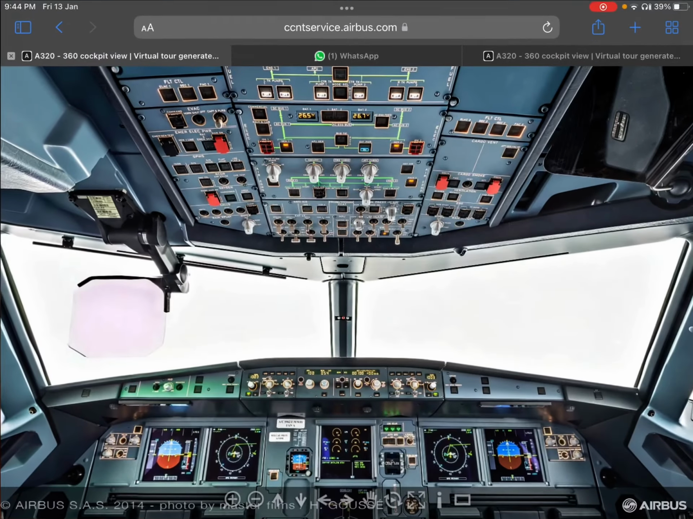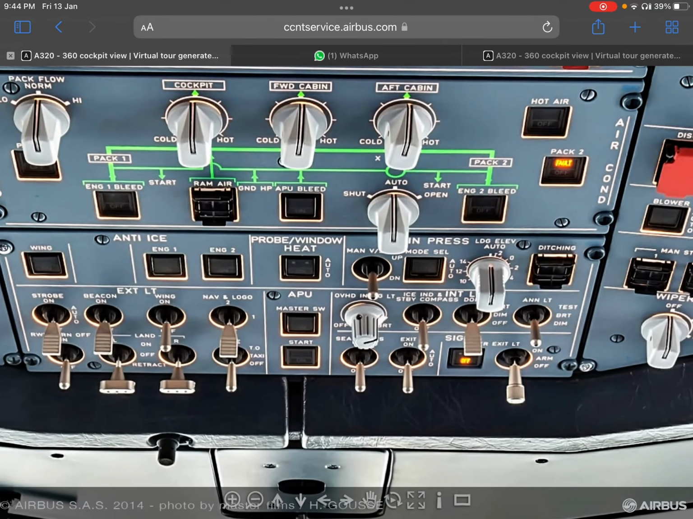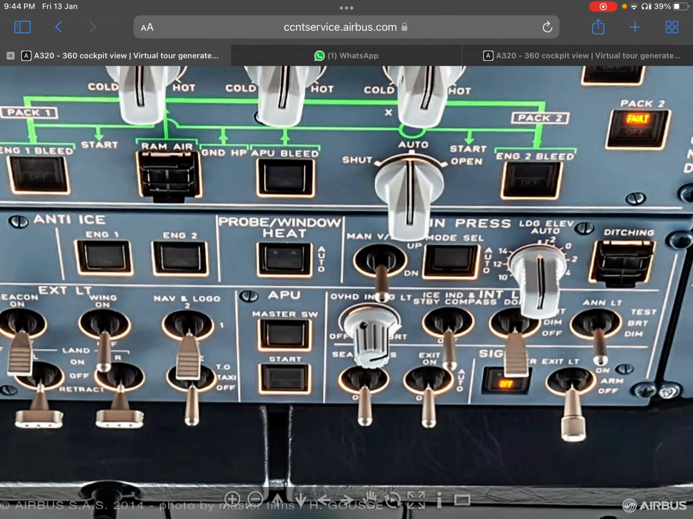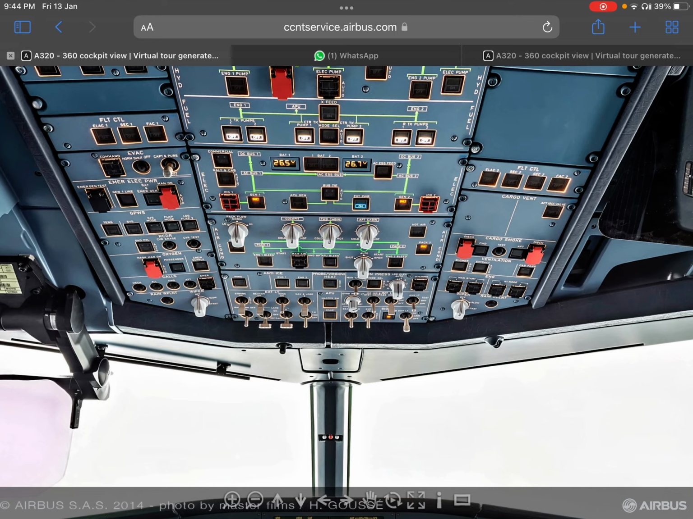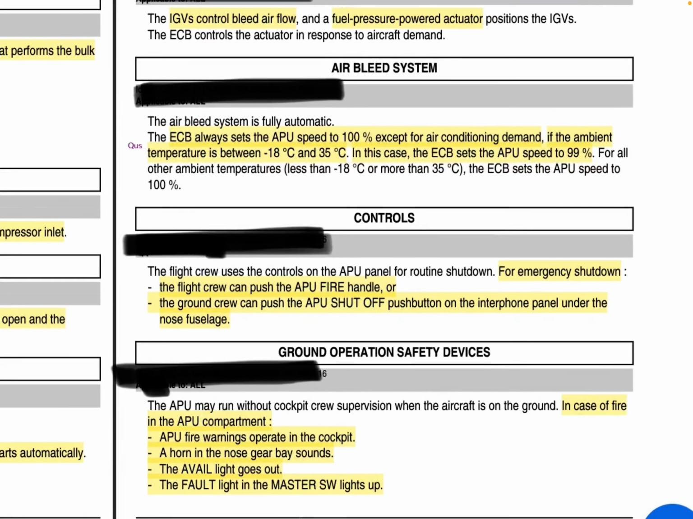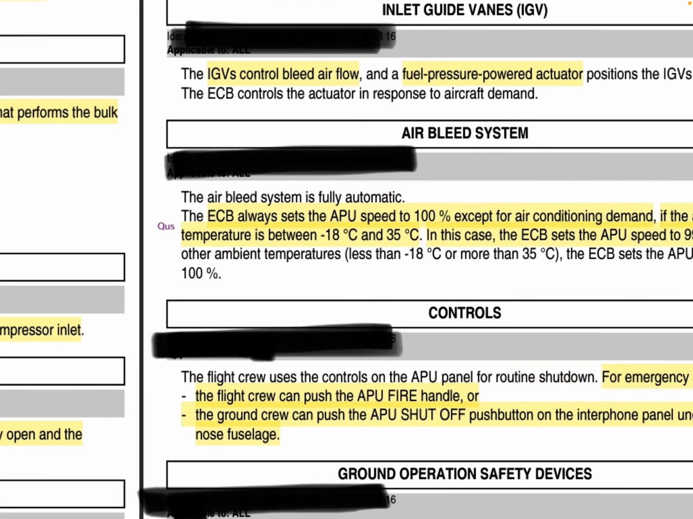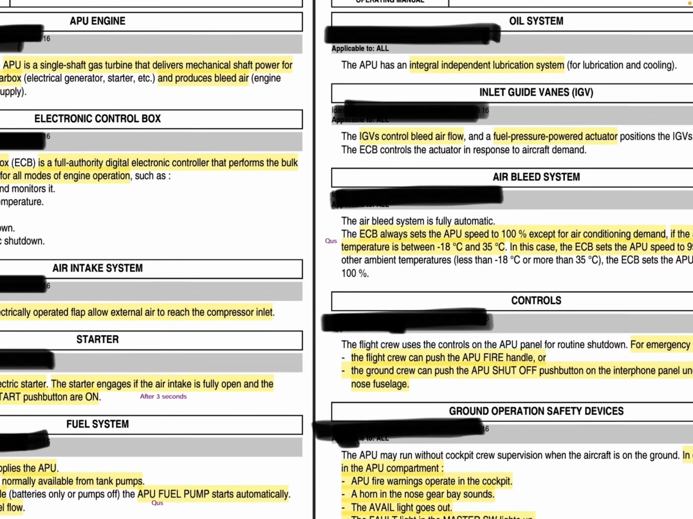I have shown it to you. Again I am showing it. This is the APU panel. We have two switches in it. We have a few other panels also to shut down the APU. In case of emergency, we can use the APU fire handle. You know where the APU fire handle is?